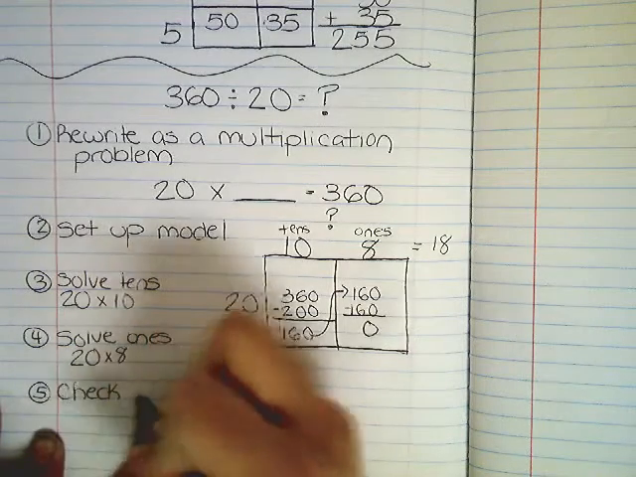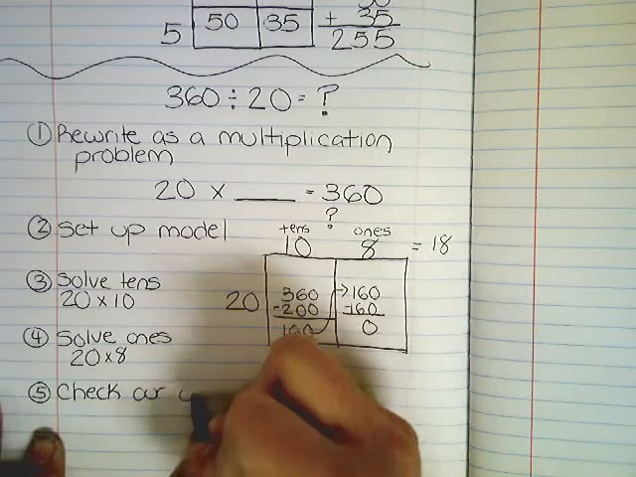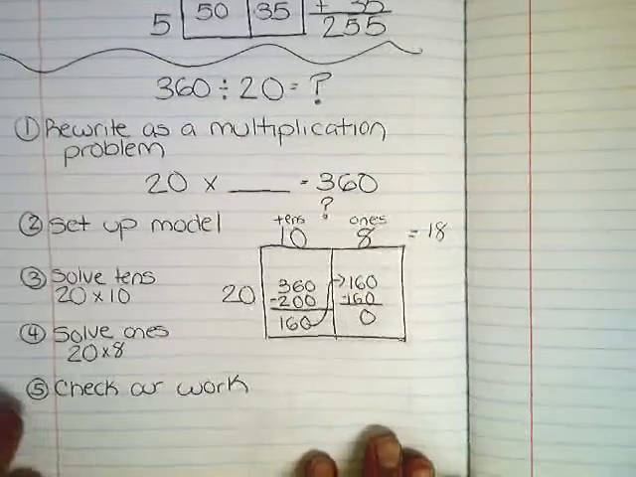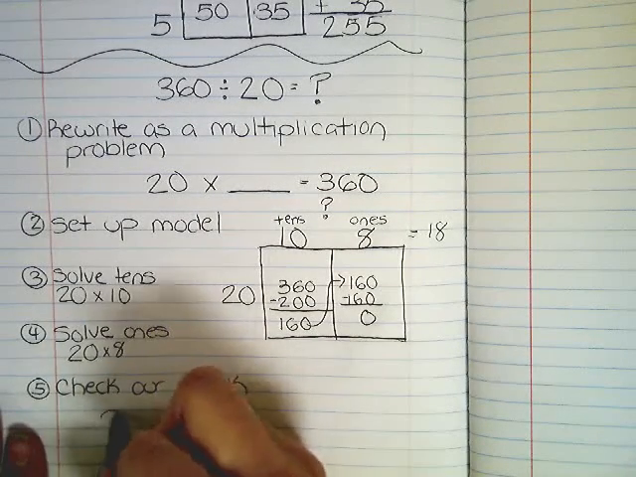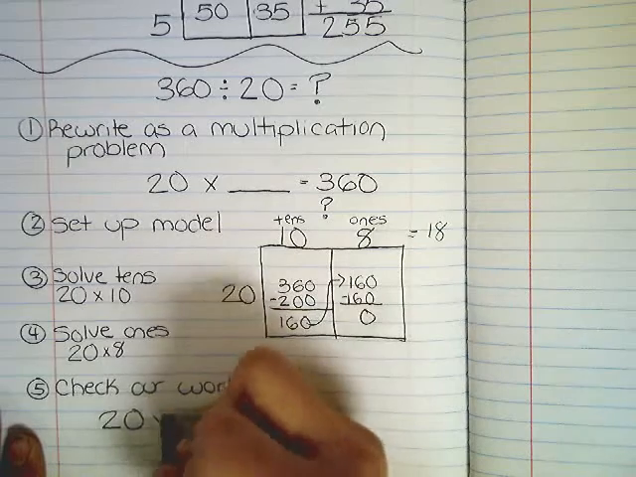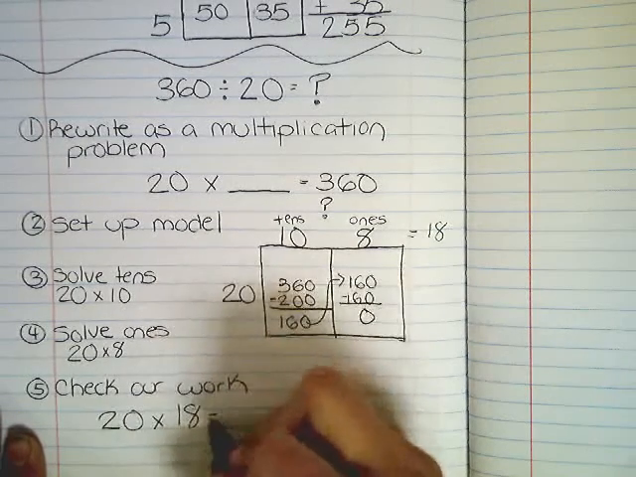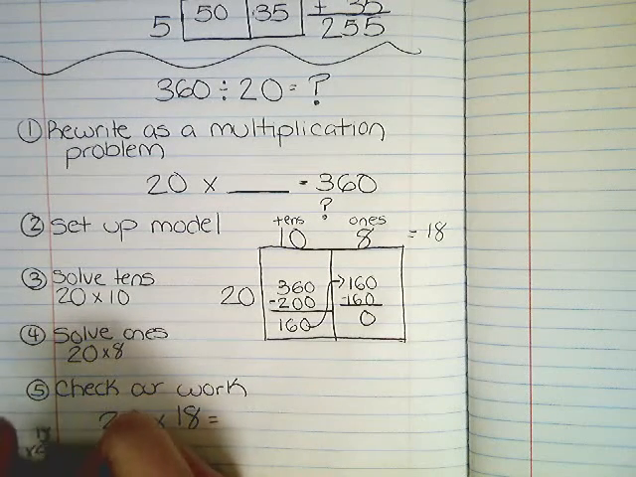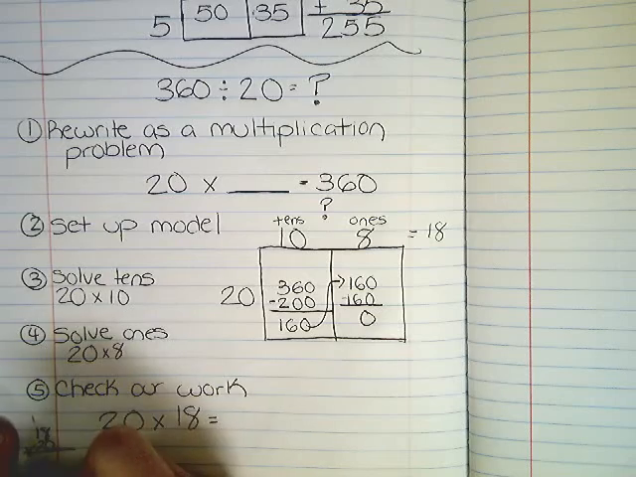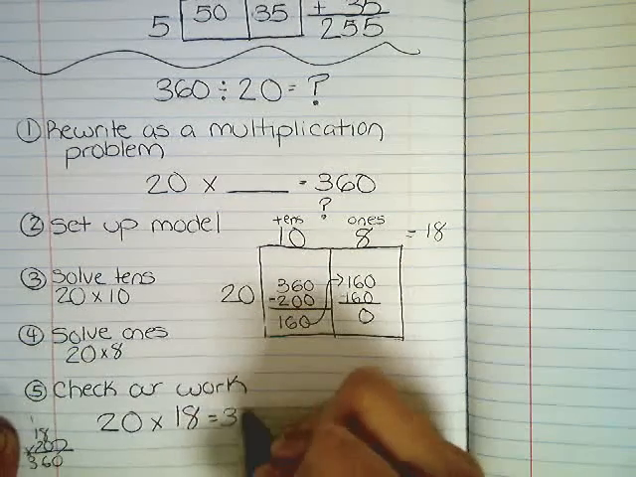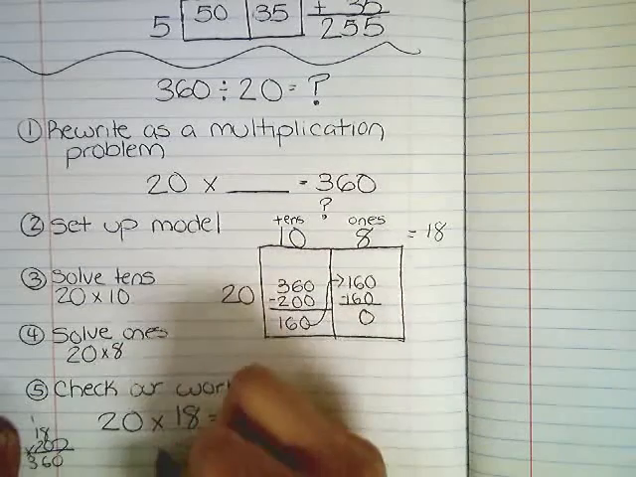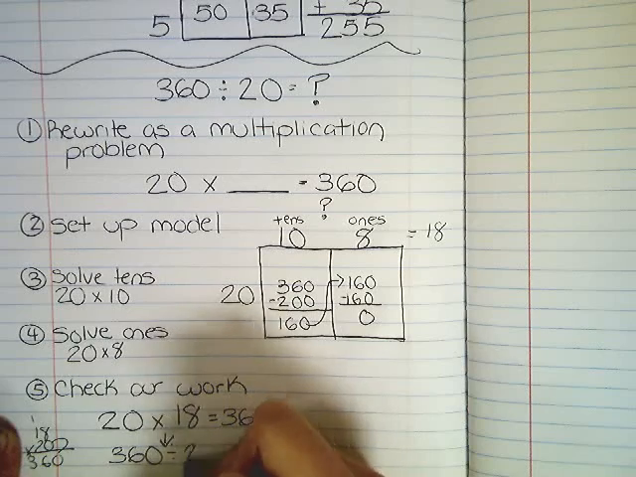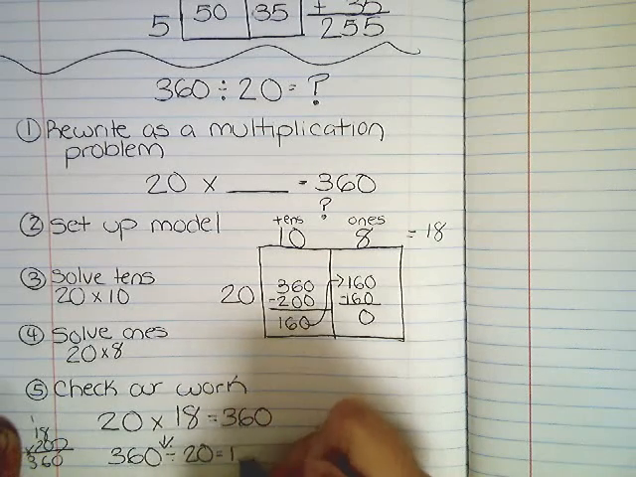How can we possibly check our work? You guessed it, we're going to use the inverse operation. 20 times 18 equals, let's see, 360. Therefore, 360 divided by 20 equals 18.